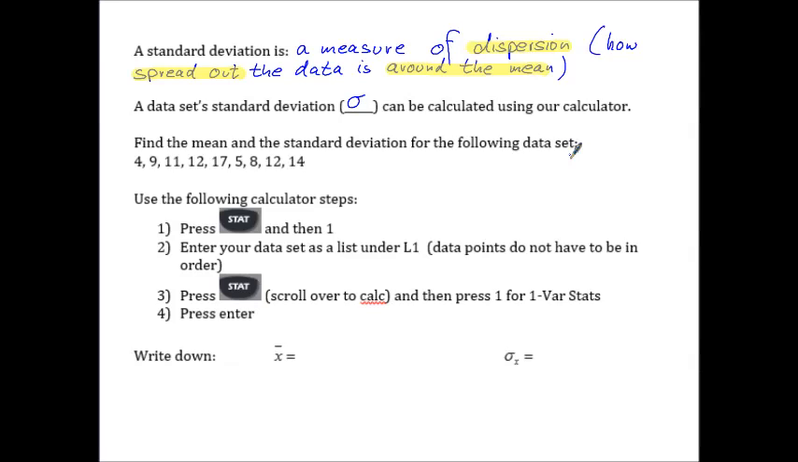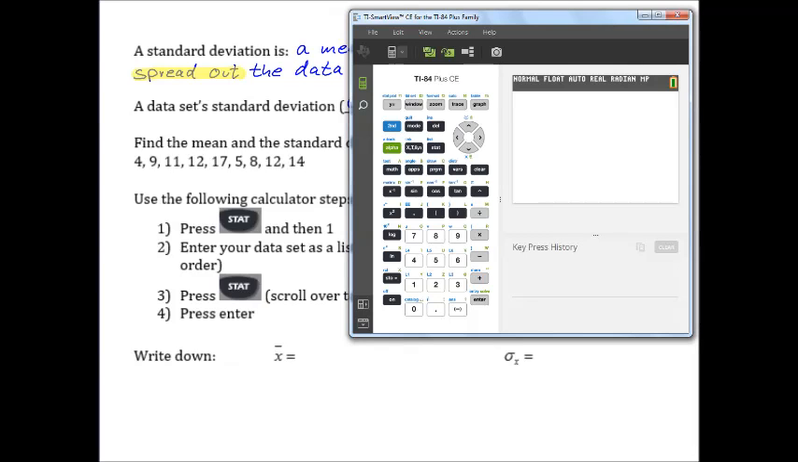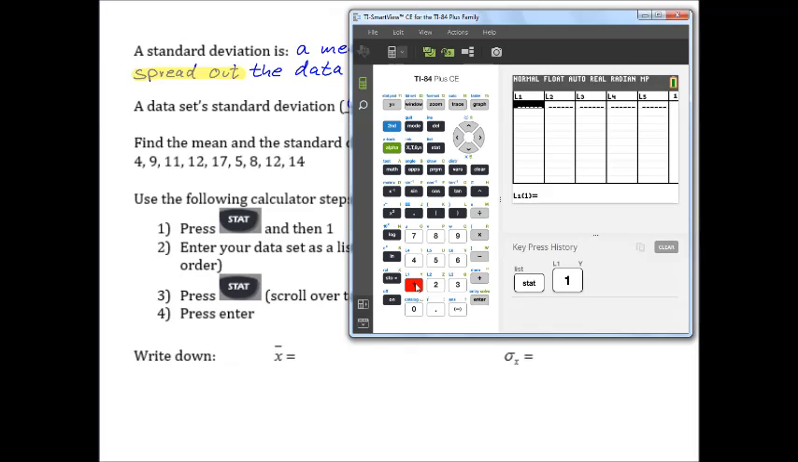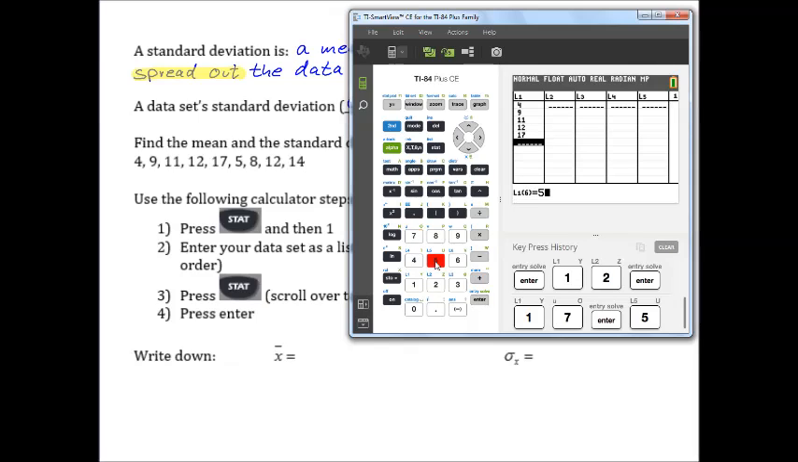As I said, we do this on the calculator, and let's follow these instructions step by step. First, we press stat 1, and that will send us into the table where we can then input our data. Put the data in. The order doesn't matter. 4, 9, 11, 12, 17, 5, 8, 12, and 14.